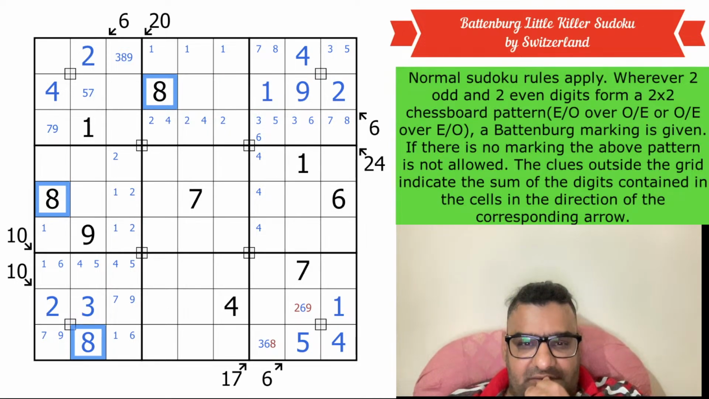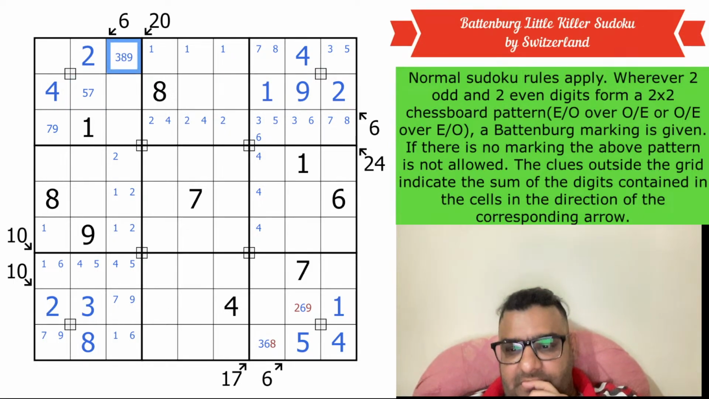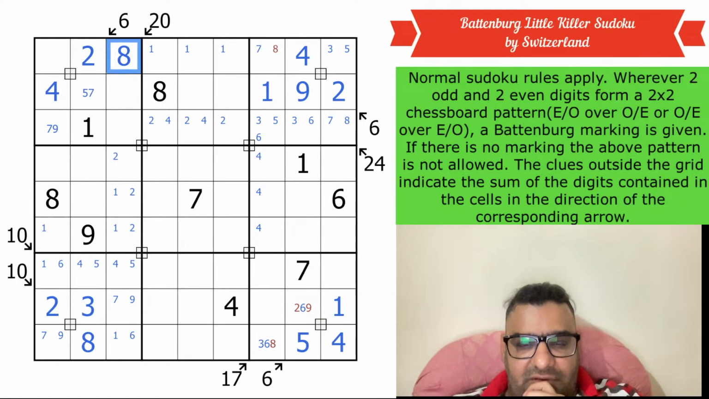Okay, we know that 8 cannot be here. 8 is either here or here. And that is 3, 8, and 9. 8 cannot be there. But if that is 8, all right. This one is 5, 7, and 9.